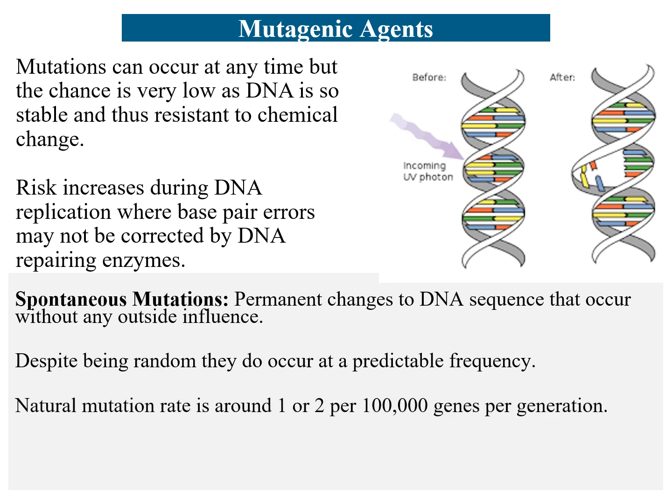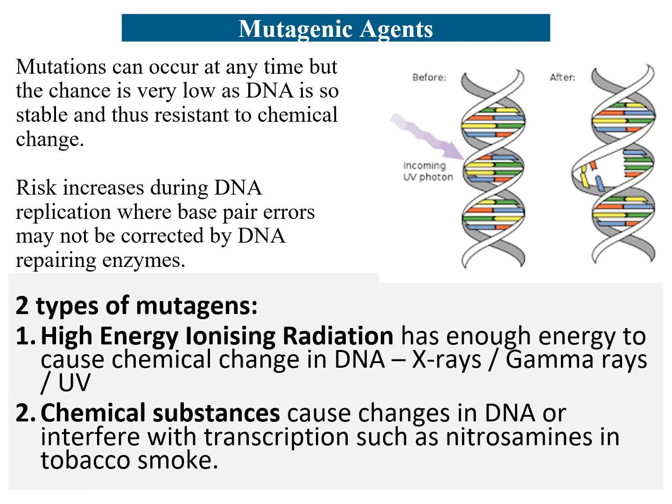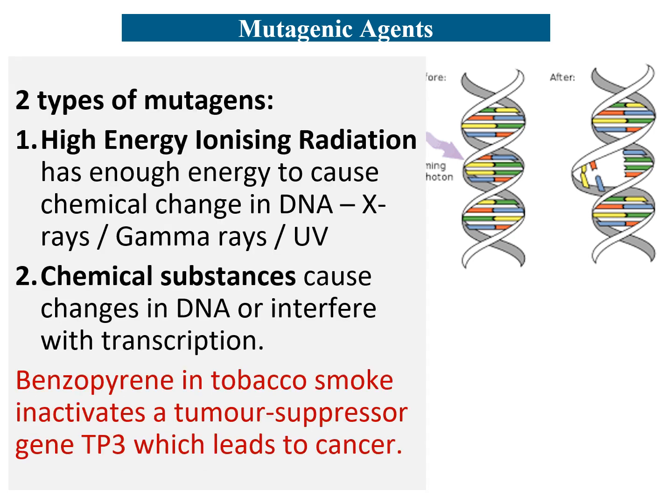So the natural mutation rate is about 1 to 2 per 100,000 genes every generation, but it can obviously be increased. Two types of mutagenic agents are high energy ionizing radiation that have enough energy to change the chemicals in DNA, and chemical substances which can interfere with transcription and protein synthesis.